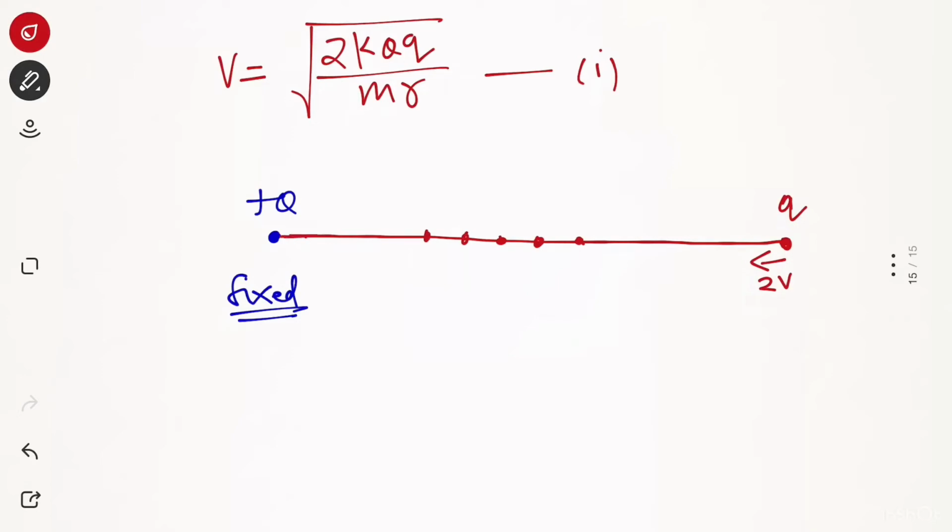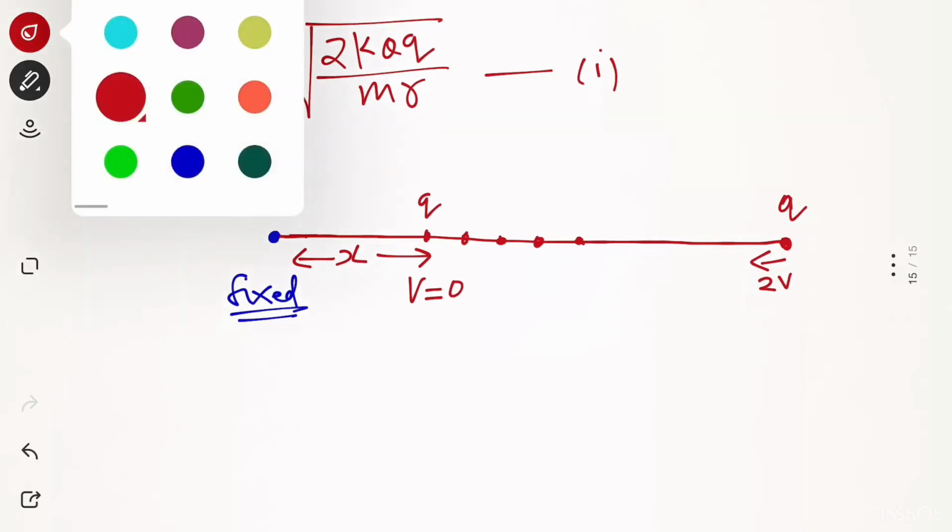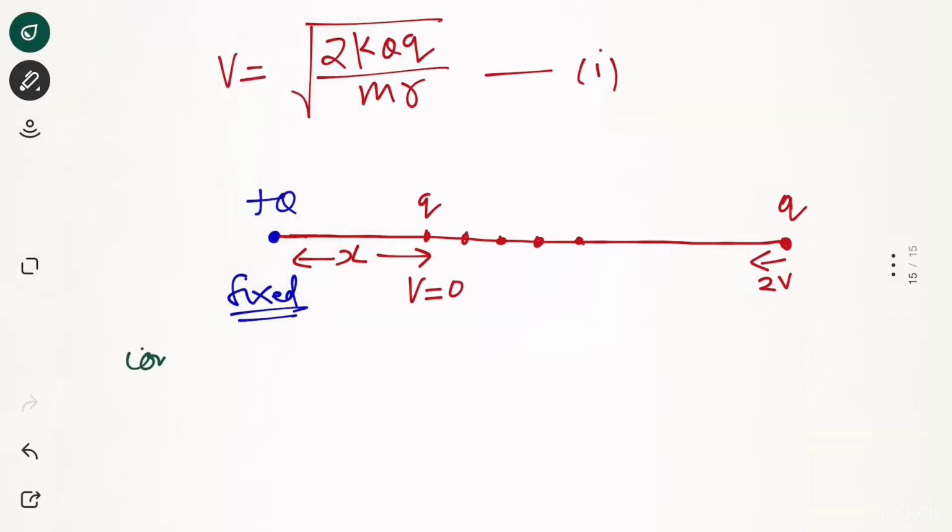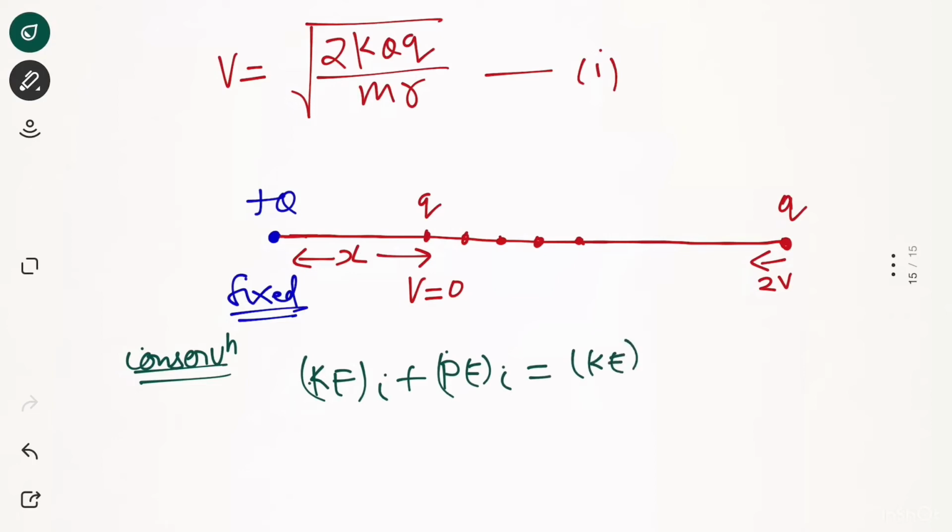And let us consider the distance is x, because we don't know it, we have to find this distance. So I am considering this distance as x. Here I can write, at this point the speed of the particle becomes 0 at a distance x. Again, to solve this we can use the energy conservation law. According to the energy conservation law, we can write kinetic energy plus potential energy initial equals kinetic energy plus potential energy final.